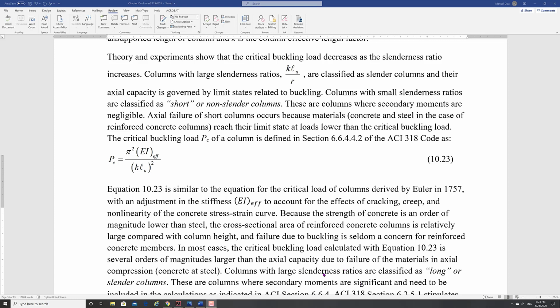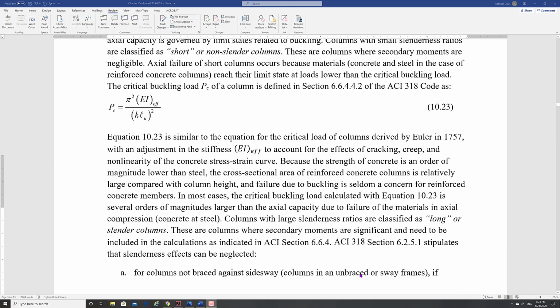So we talk about columns with large slenderness being long or slender columns. As I said, I explained the term long is kind of a misnomer, right? But those columns are columns where, in case the structure of the column starts failing, it starts developing additional displacements that will cause additional moments, and this creates more displacements and more moments and so on, and then it fails.